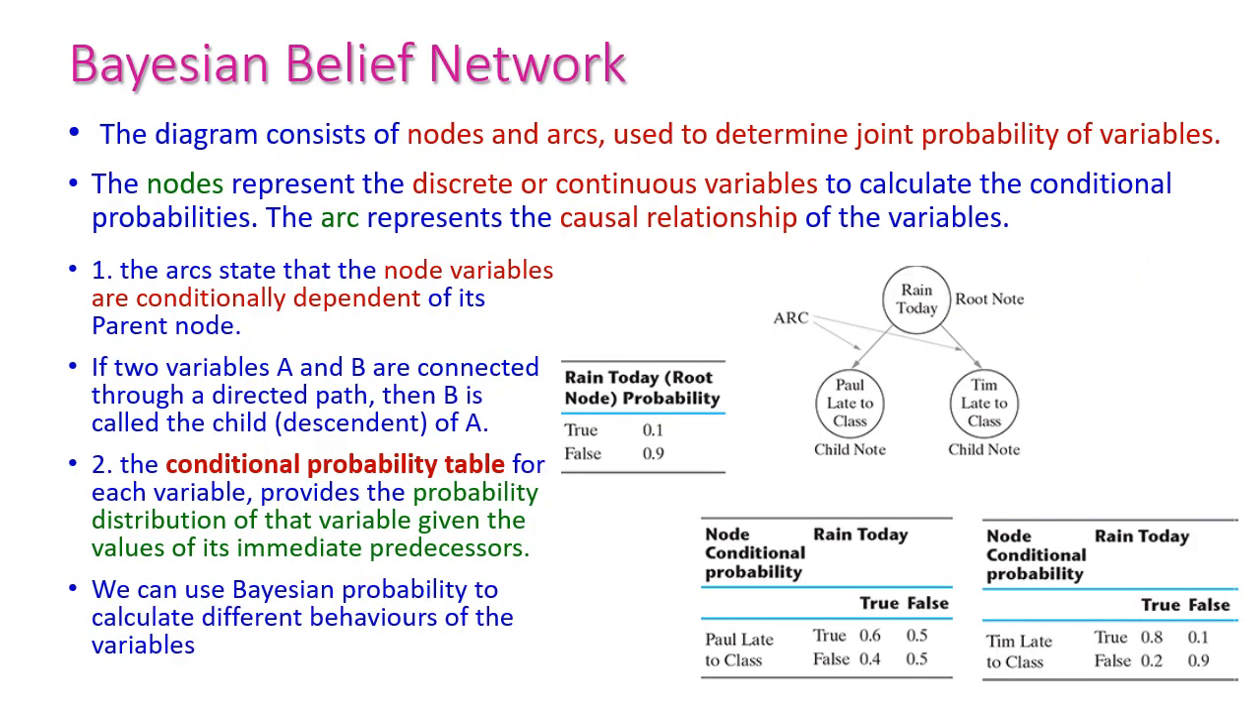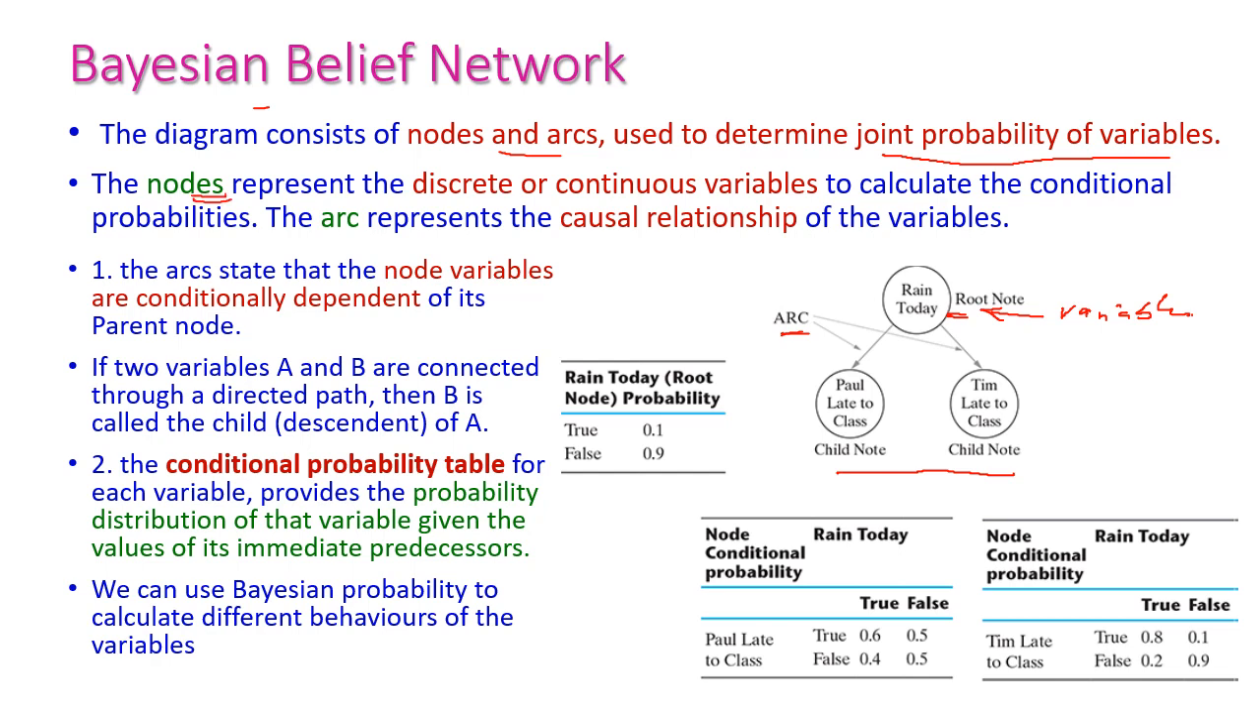Now let us see some more detail about the Bayesian belief network. Here this is the Bayesian belief network. Here we are having nodes and arcs. So this is a node and this is an arc. Two arcs are there, three nodes are there, and that is used to determine the joint probability of variables. All the nodes consist of variables.